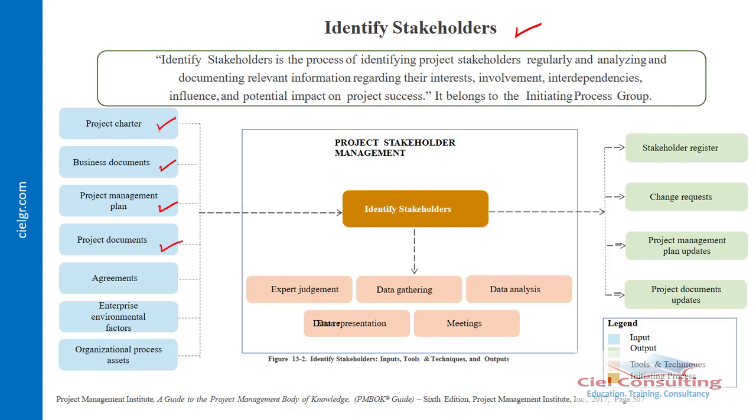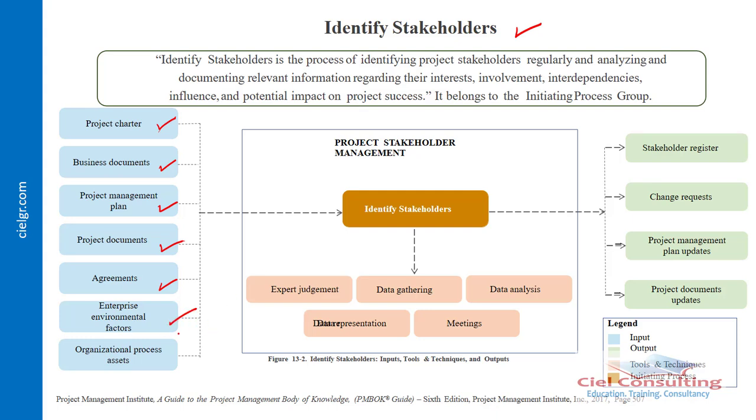Then also your project documents. So here you talk about some documents, for example, that you use in carrying out the project. Say, for example, your work breakdown structure and then also your activity list. All of these are project documents that can actually be used to do your stakeholder identification. Then agreements that you have with your vendors or suppliers, especially during your procurement management. So don't forget that your vendors are also part of your stakeholders, and that's part of the reason why agreement is also an input in the identify stakeholders process.